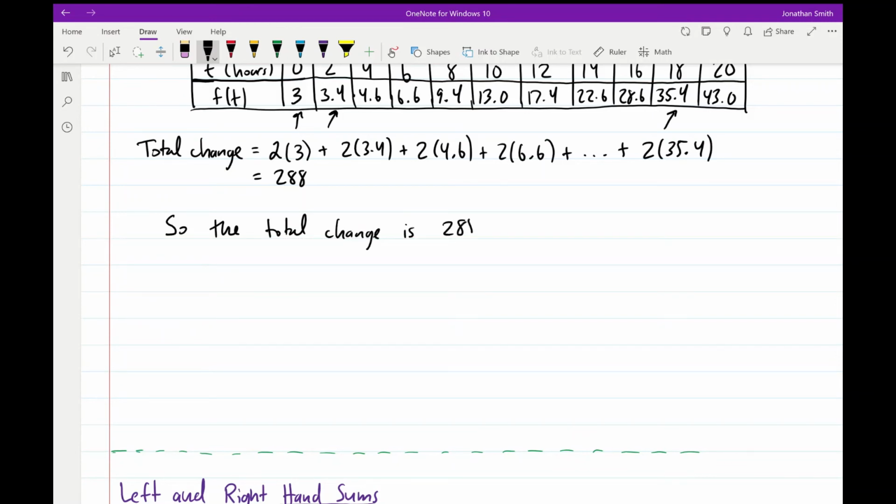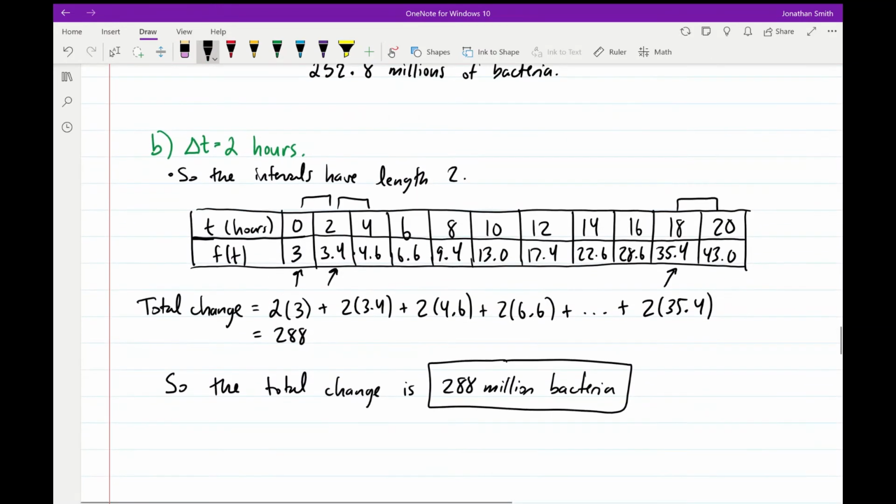So we conclude that the total change is 288 million bacteria. So this would be our approximation when delta t is equal to 2.